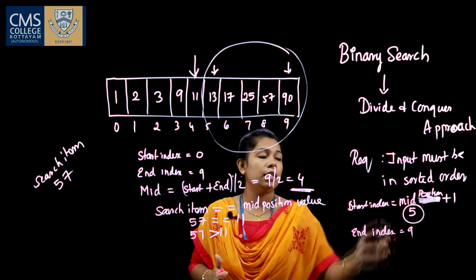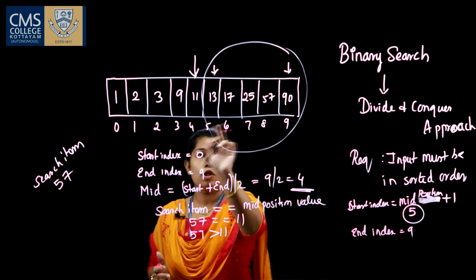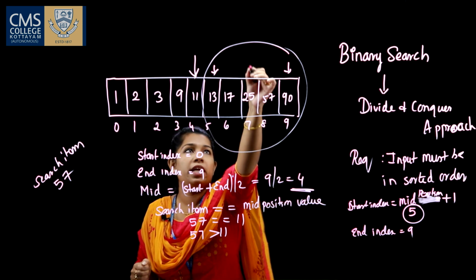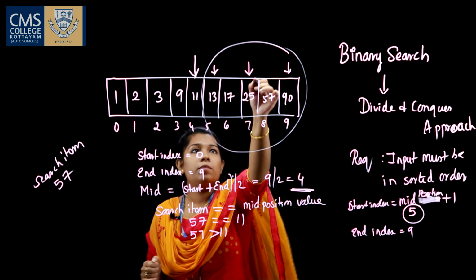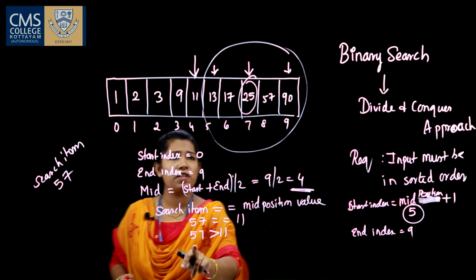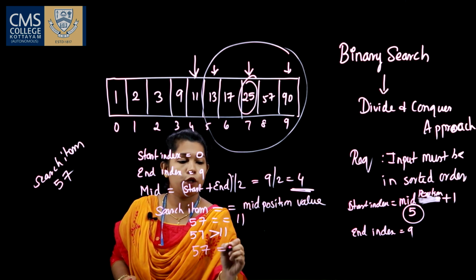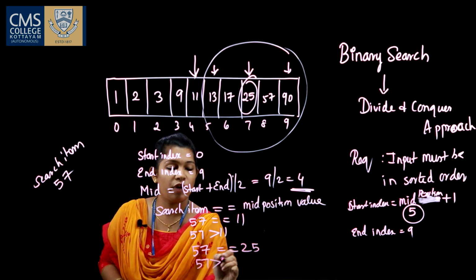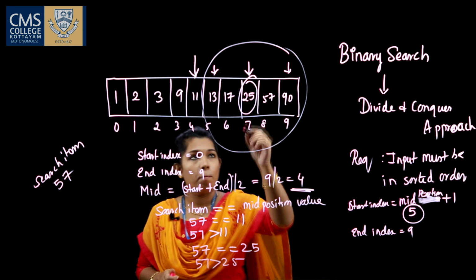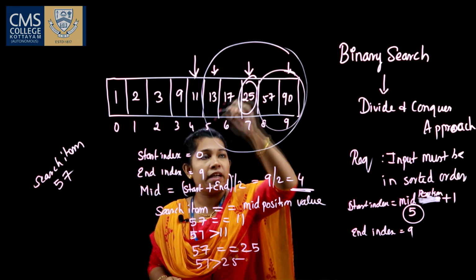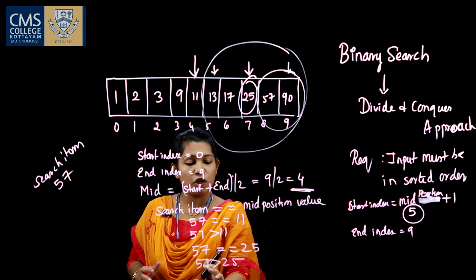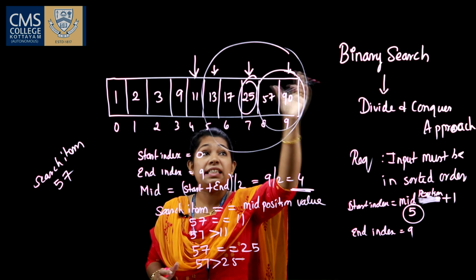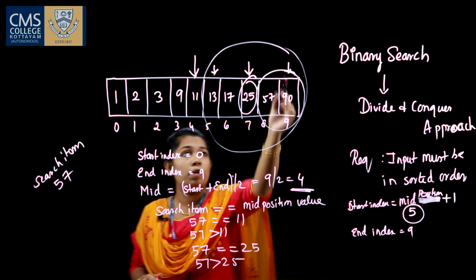Again I have to find the mid position of this list. So, 5 plus 9 it is 14, 14 divided by 2 it is 7. So, my mid position now is 25, this one. Now, again I will compare 57 double equal to 25, again there is no match. Now I will check 57 greater than 25. Yes. So I have again reduced my comparison, that is I have found that my search item is greater than my mid position value. So, my item will be available in the second half of the list. Okay. So, it will be available in this half.